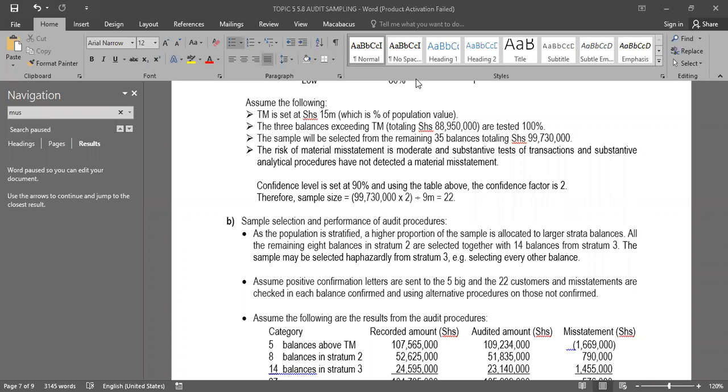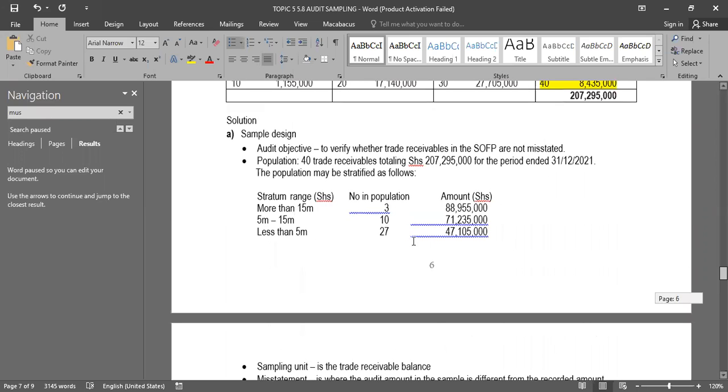Thanks, 7.2. Then the sample will be selected from the remaining, and the remaining balance not 35, but rather 38. Okay, not 38, but 37, sorry. That's 7 plus 3, you get 40. All right. The total will be how much? Let me add 71 plus 47, or you can say 207 minus the 88. What do you get as the total that is remaining?